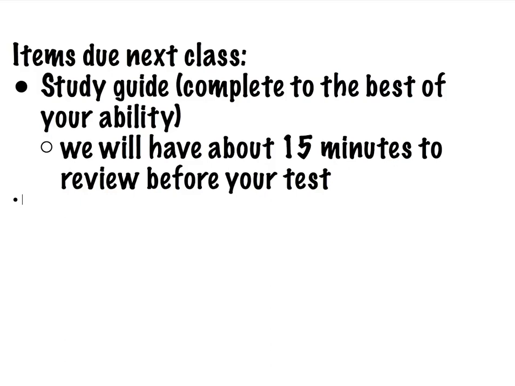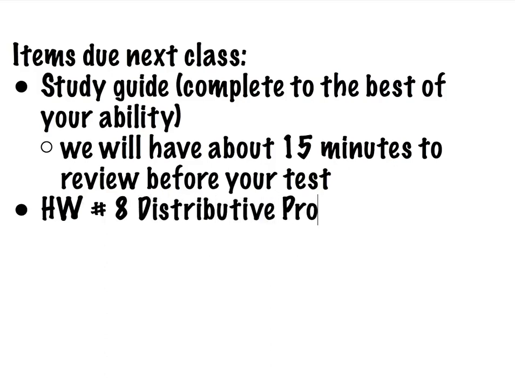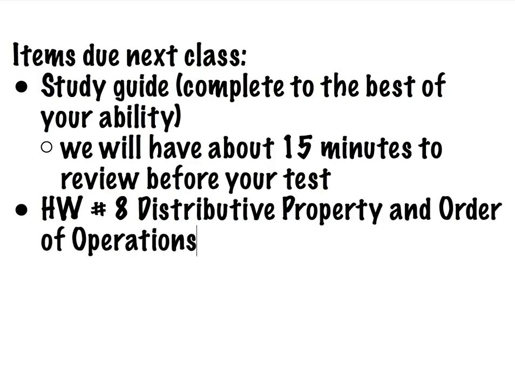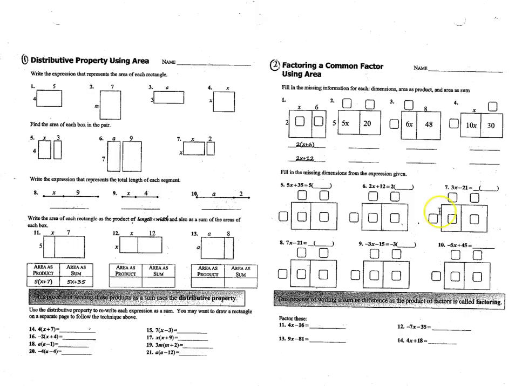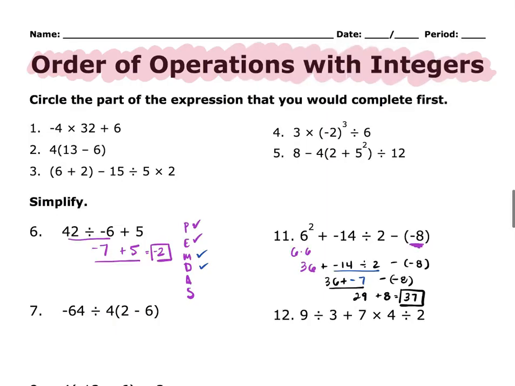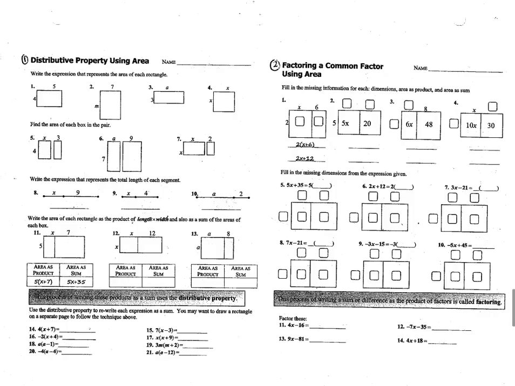You have homework number 8, which is distributive property and order of operations. Okay, that's the one that you went home with last night, and you should work on that now. If you weren't sure what it looks like, it looks like this. So this is the distributive property homework along with this one. So these are your two.